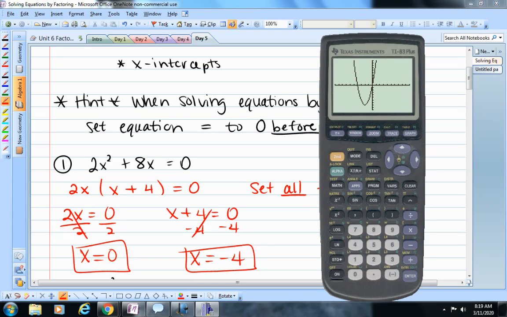Okay. So you see here how we got the solutions 0 and -4. Where are we crossing the x-axis? At 0 and -4. So isn't that cool? So that's one way we can check ourselves. So we plug it in originally where it was equal to 0, and it should work.